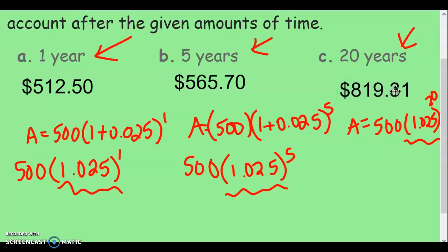And I get 819. So basically this is saying if you put in $500 in the bank at 2.5%, which is a very small percentage, after 1 year you now have $512.50.